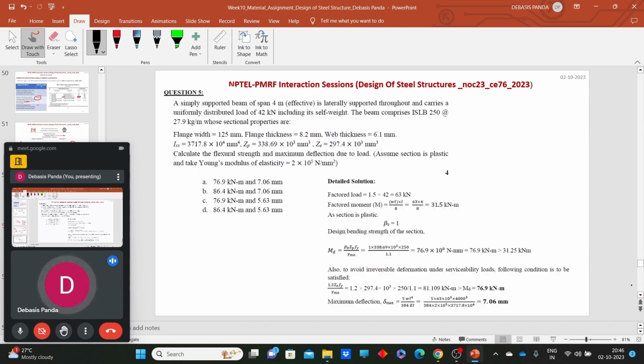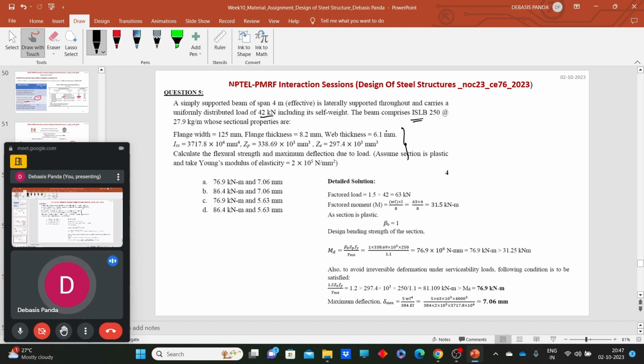Now move to the next question. A simply supported beam of span 4 meter is laterally supported throughout and carries a uniformly distributed load of 42 kilonewton, including its self weight. Okay, the total load. To get the total load we just multiply with the length. The beam comprises ISLB 250, and for the ISLB 250 the values are provided.